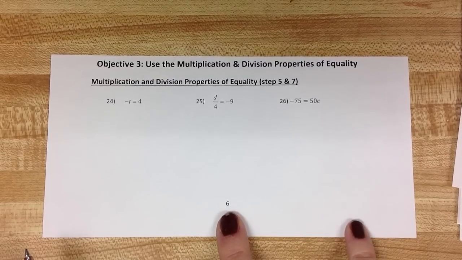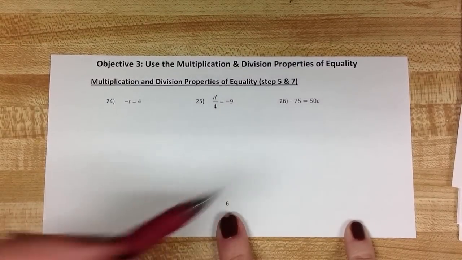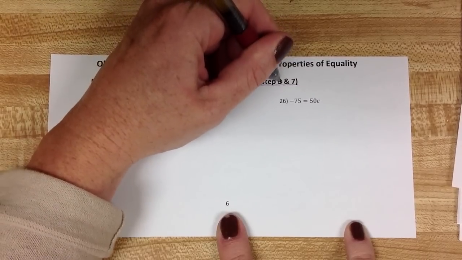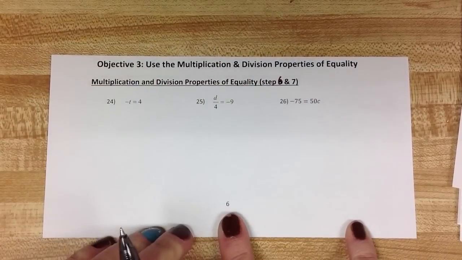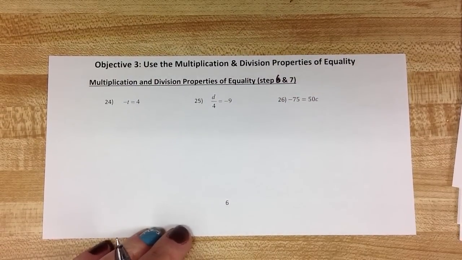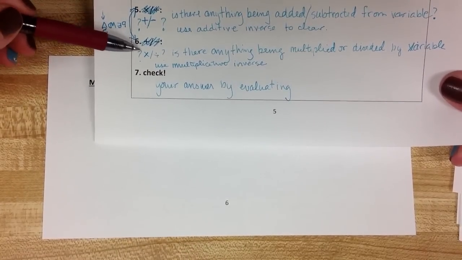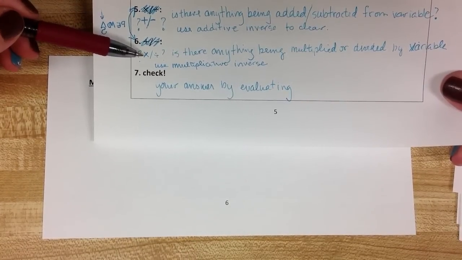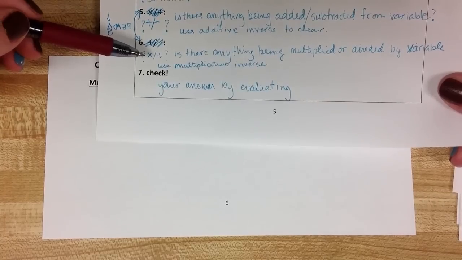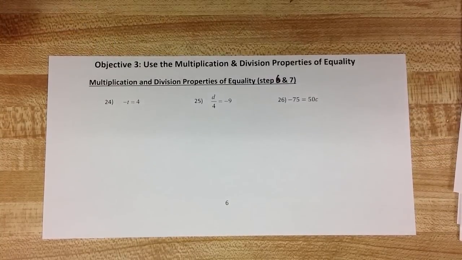For Objective 3, we're going to learn how to clear multiplication and division from an expression or an equation. And because I had numbered the first set of rules wrong, these are going to be backwards. So now we're looking at Part 6. Can we get rid of the things that are being multiplied or divided by our variable?